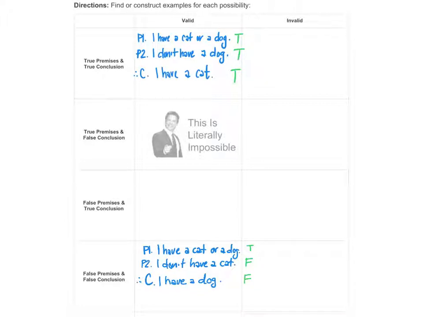Let's look at an example of an invalid argument. So let's use this premise 1 again, the same one we've been using, that I have a cat or a dog. This time, let's add the premise, one that happens to be false because this is in the false premises and false conclusion box. Let's add the premise, I do have a dog, that's false. I do have a dog.